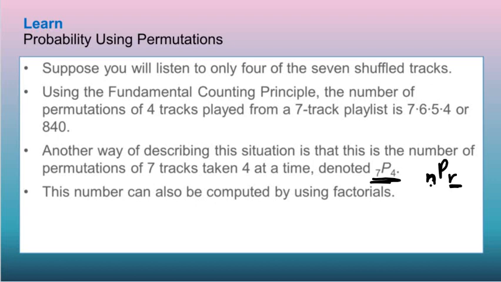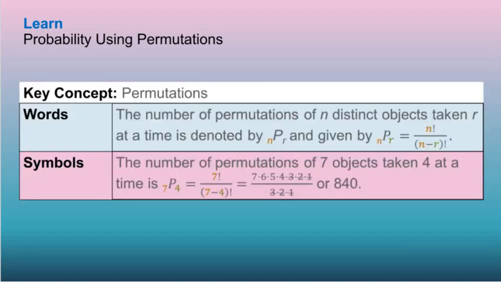This number can also be computed by using factorials if you wanted to use it that way. For permutations, the number of permutations of n distinct objects taken r at a time is denoted by nPr and given by n factorial divided by n minus r factorial. So if I did 7 permutate 4, I would have 7 factorial divided by 7 minus 4 factorial, which, as you can see, still gives you 7 times 6 times 5 times 4, or 840.